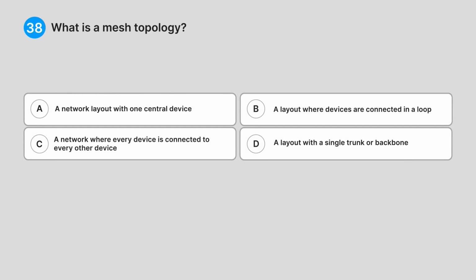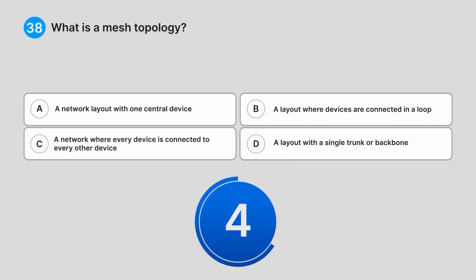38. What is a mesh topology? A. A network layout with one central device. B. A layout where devices are connected in a loop. C. A network where every device is connected to every other device. D. A layout with a single trunk or backbone. Can you guess the answer?